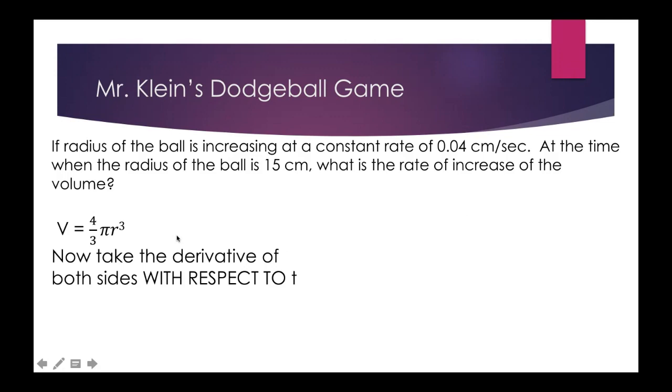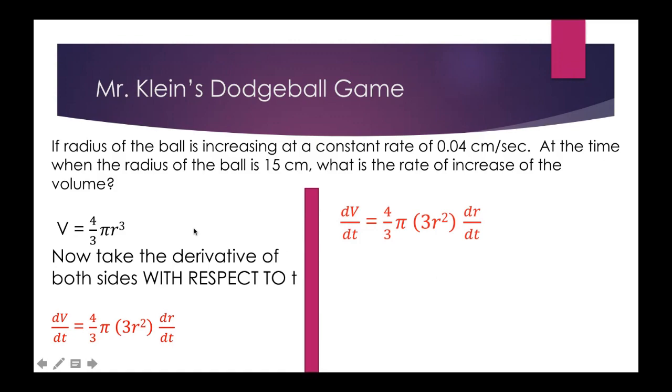Now, to get all these rates that we need in our related rates, we're going to take a derivative of both sides with respect to t, and we've done this multiple times now. The derivative of v is dv dt. 4/3 and pi are constants. They stay right where they are. Take the derivative of r cubed with respect to t. That's going to be 3r squared, and then our dr dt will be at the end. So there's the formula we have.